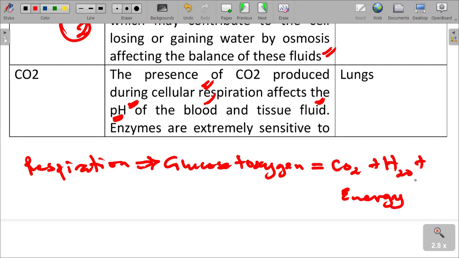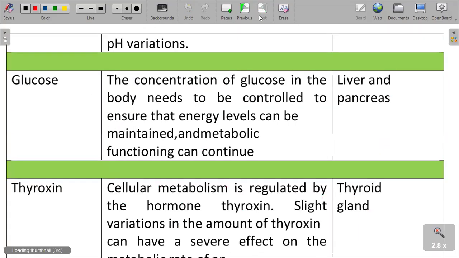Plus water plus energy. What you need to understand is that the question here is saying carbon dioxide produced during cellular respiration. This is the cellular respiration that we are referring to, which produces the carbon dioxide. It produces the water. It produces the energy that we are saying the body needs. So glucose plus oxygen causes the liberation of carbon dioxide, the availability of water, and also eventually the energy. I just wanted to mention these in passing to remind some of you.